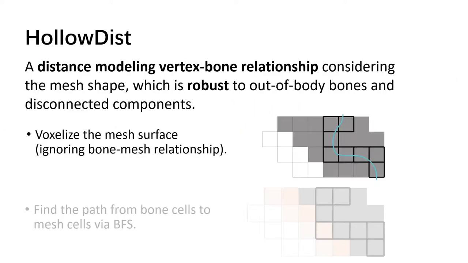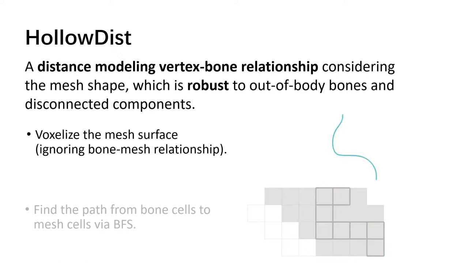Next, I will describe the calculation of HollowDist. HollowDist is a distance modeling vertex-bone relationships while considering the mesh shape. We adopt the idea of volumetric geodesic distance. Firstly, we voxelize the mesh surface, which divides the space into mesh cells, which have bold boundaries, bone cells, which are colored white, and hollow cells, which are the rest. We note that, since we only voxelize the mesh surface, the bone-mesh relationships are not considered. In other words, the distance can be applied to both in-body bones and out-of-body bones.